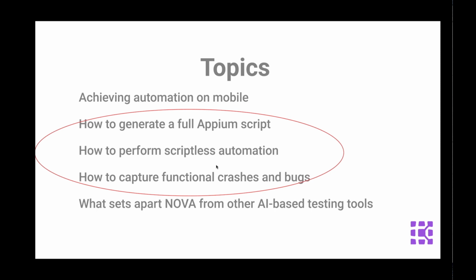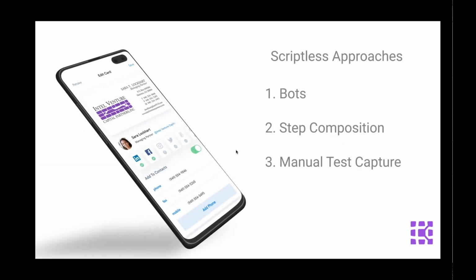But what sets apart Nova from the other AI-based testing tools? And when I look at Scriptless, I think there are 3 general approaches. One of the biggest challenges with Scriptless is knowing what's different between how different products support the capability. And we're going to talk about 3 categories. The first is bots. The second is a Scriptless approach called step composition. And the third is the one that Mark just went through, which is the manual test capture. And so let's talk about the bots.